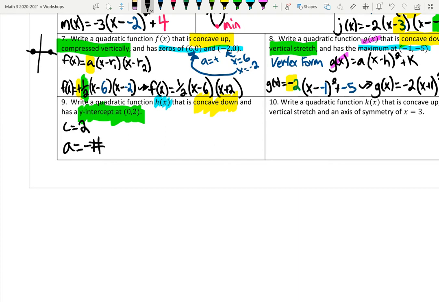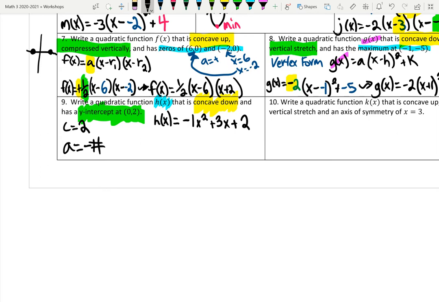So let's go ahead and dive in. Let's see what I can fill out. I need to create something that's h of x. It needs to be a negative a value. I'm going to just use negative 1 x squared plus bx plus 2. Notice how I just used any number for a? That is going to be the case for b. I'm going to choose a positive number because I like it to be simple. Positive 3x. So this is going to be a concave down quadratic that has a y-intercept of 2.